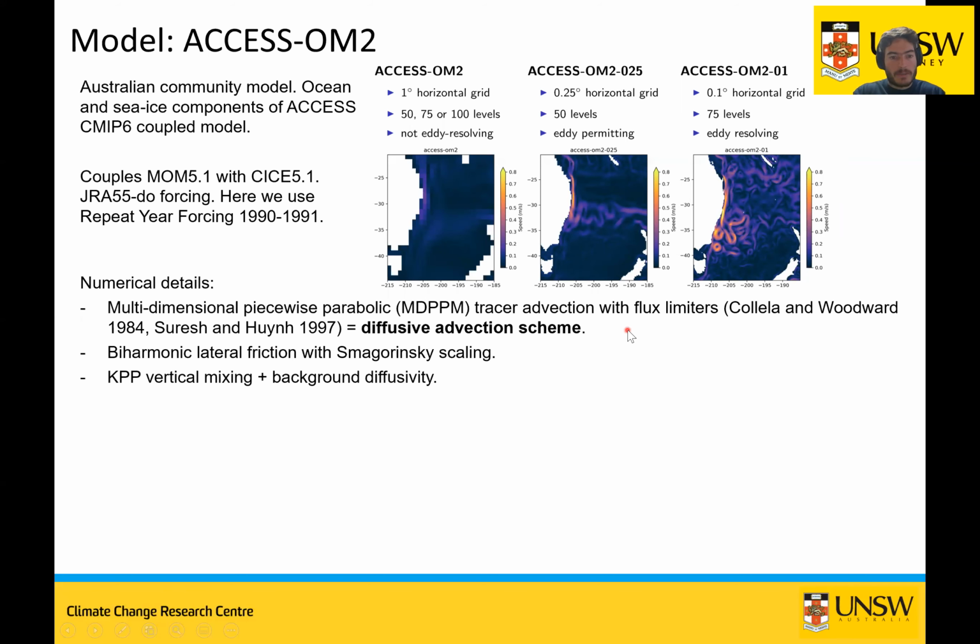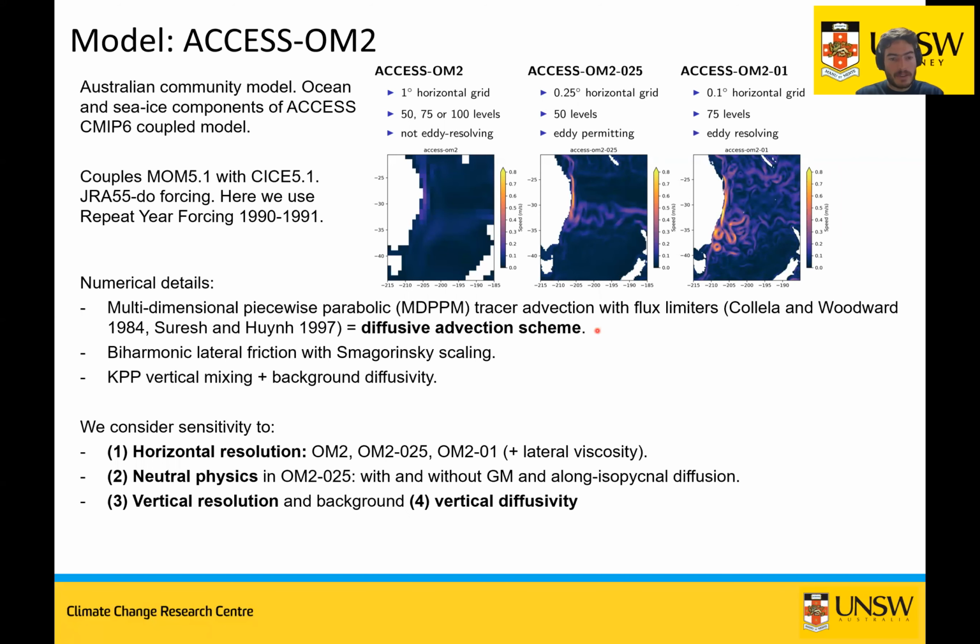One important thing to point out is that the advection scheme we're using for tracers, particularly temperature, is the multidimensional piecewise parabolic method, and we have flux limiters. The fact that we have flux limiters on this advection scheme means we prevent the formation of extrema in the tracer distribution, meaning we have to have some diffusion. So we can think of it as a diffusive advection scheme.